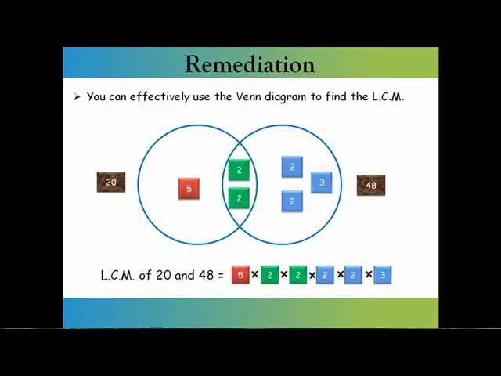You can also use the Venn diagrams to find LCM. For example, here you can see that by using color coding and the Venn diagrams, we have been able to clearly showcase the common multiples of 20 and 48, that is, the two 2's. Hence, we are able to find the correct lowest common multiple. These diagrams can even help students understand highest common factor in a better manner.